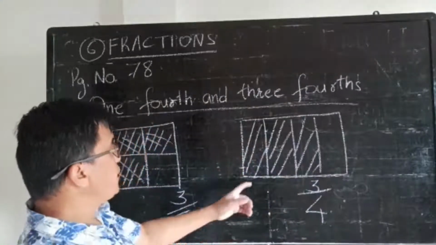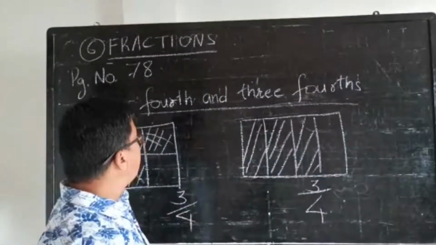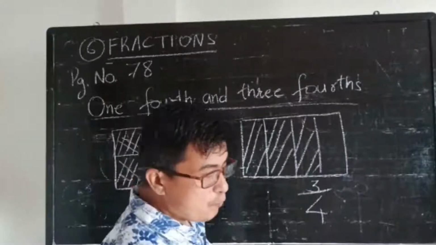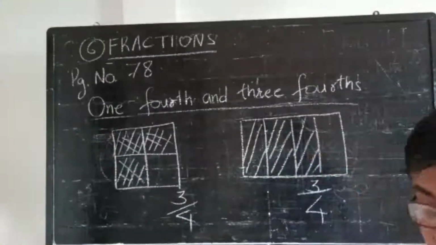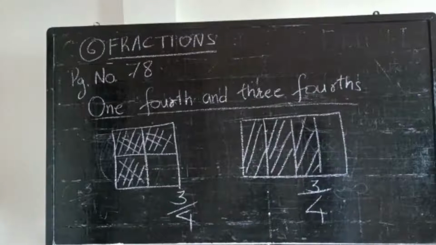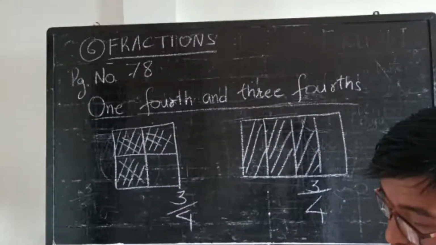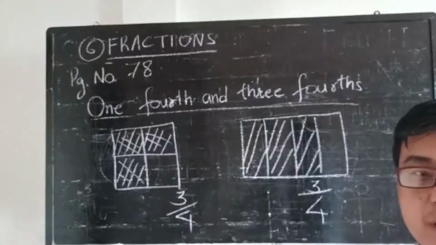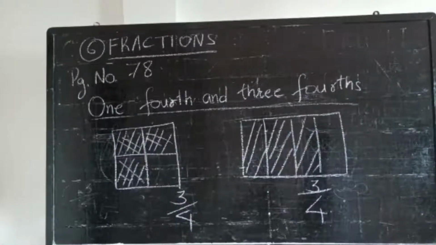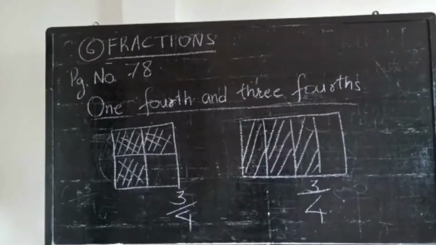You write 3/4 as 3/4 and 1/4 as 1/4. Half as 1/2, 1/3 as 1/3, and 2/3 as 2/3. So I hope you understood this: half, 1/3, 1/4, 3/4.